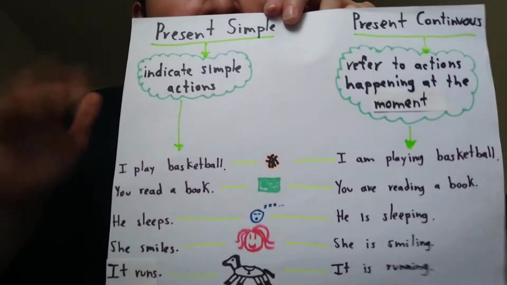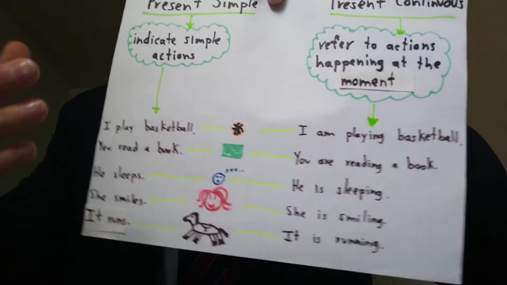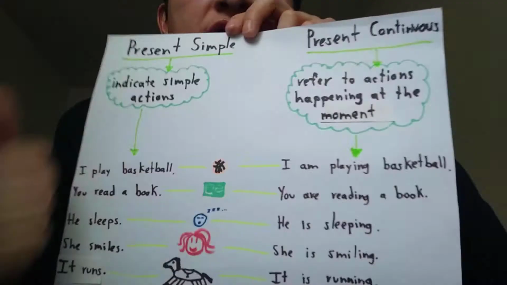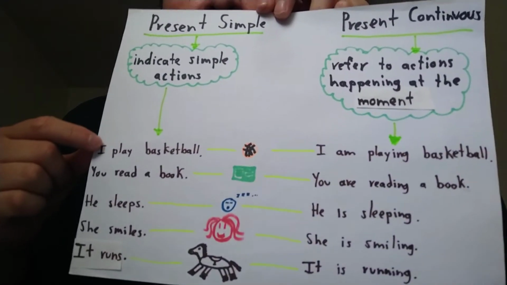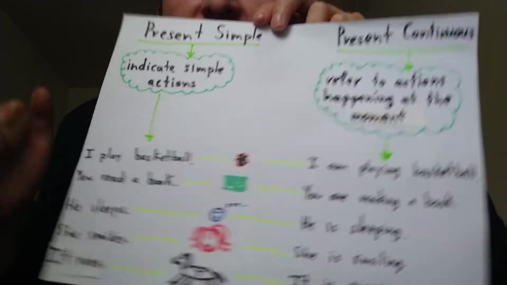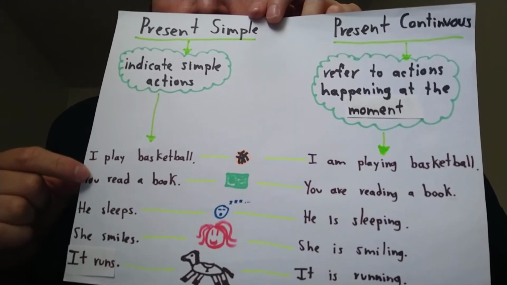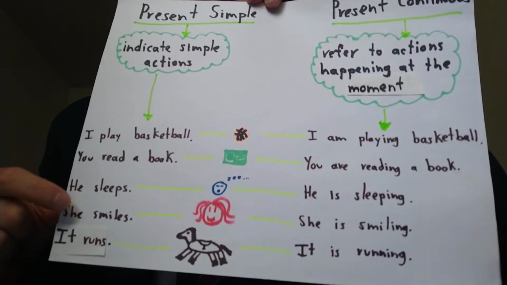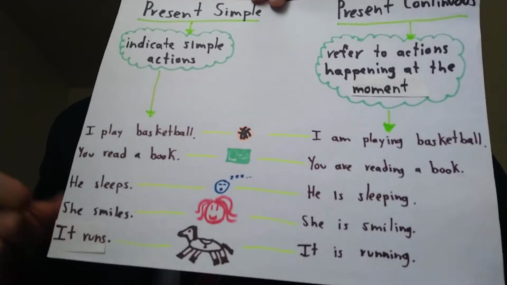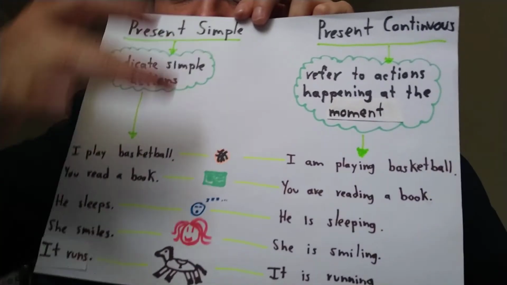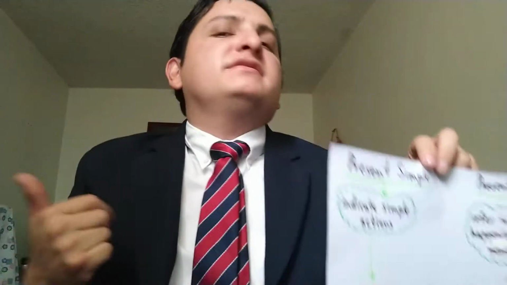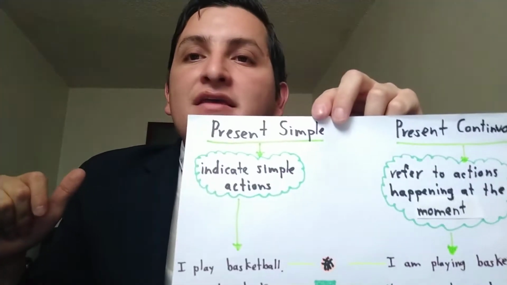Okay? Now, let me show you how we can identify first a present simple sentence and a present continuous sentence. Check this out. I play basketball. You read a book. He sleeps. She smiles. It runs. Okay, those sentences are in present simple. And they are very easy, very basic sentences. They only indicate the action. And that's it, no more.